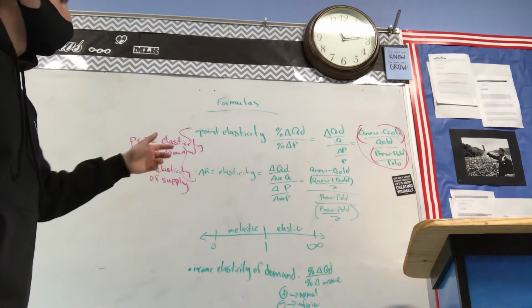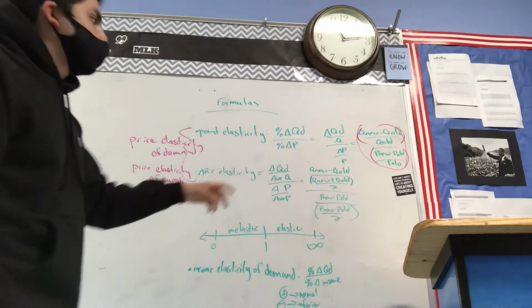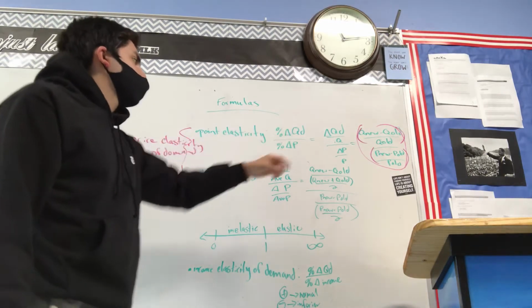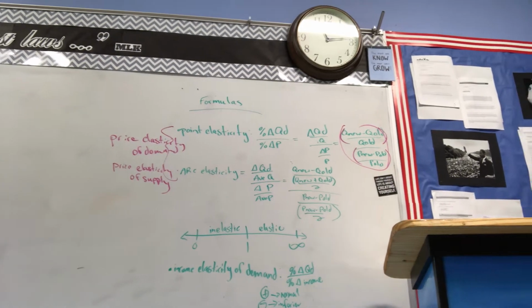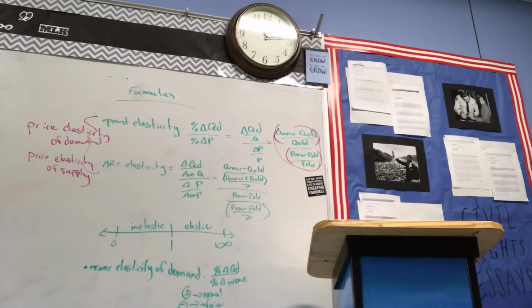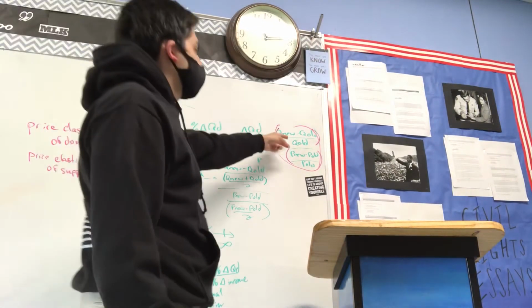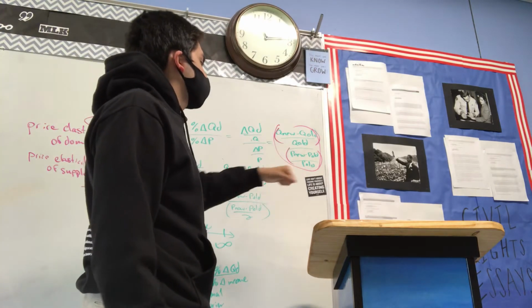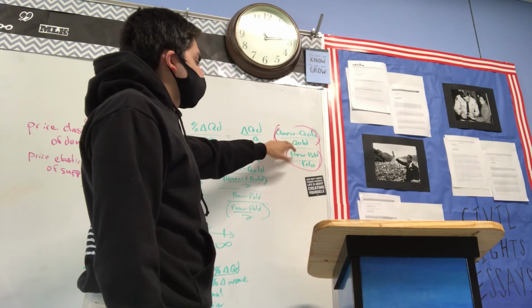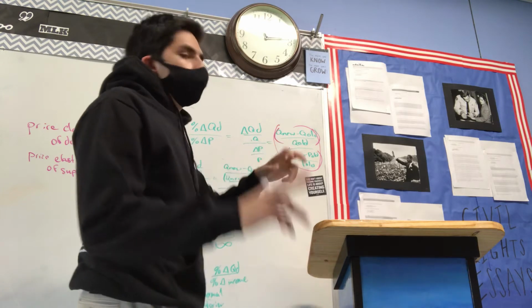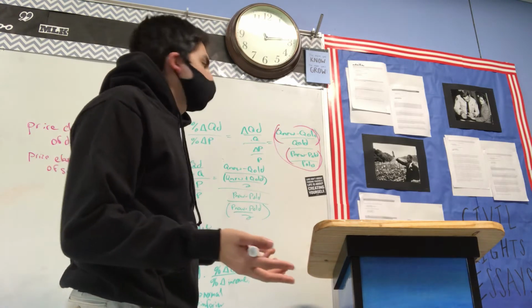Now with point elasticity, as you can see here, it's calculated by the percent change in quantity demanded over the percent change in P, and then we end up with Q new minus Q old over Q old, P new minus P old over P old. It really matters. You're going to get a different number depending on what number you consider to be Q old, right?